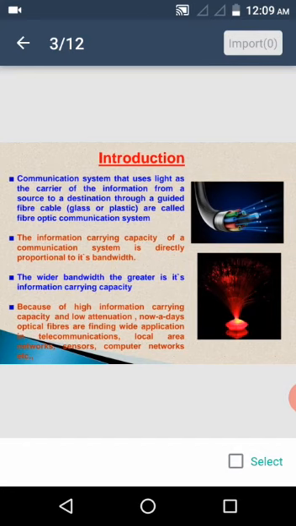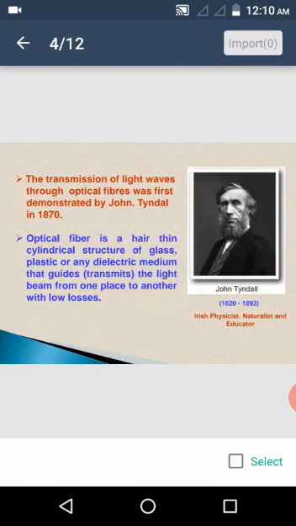Because of high information carrying capacity and low attenuation, nowadays optical fibers are finding wide applications in telecommunications, local area networks, sensors, computer networks, etc. These optical fibers carry much more information than copper cables. The transmission of light waves through optical fibers was first demonstrated by John Tyndall in 1870.